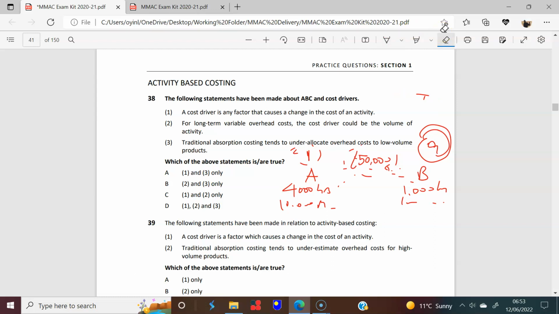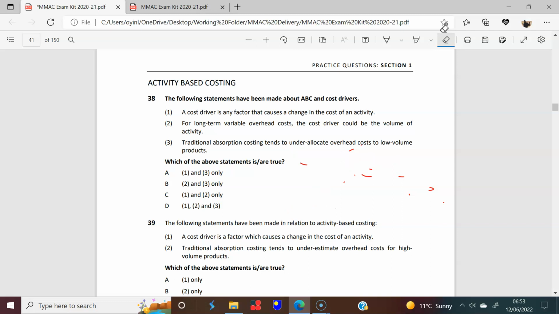Right. So let us now come over here and look at these objective questions, which are helpful in understanding what's taking place. So the first one says that a cost driver is any factor that causes a change in the cost of an activity. Well, yes, a driver causes that. So like those quality inspections, the more quality inspections you have, the greater the cost.